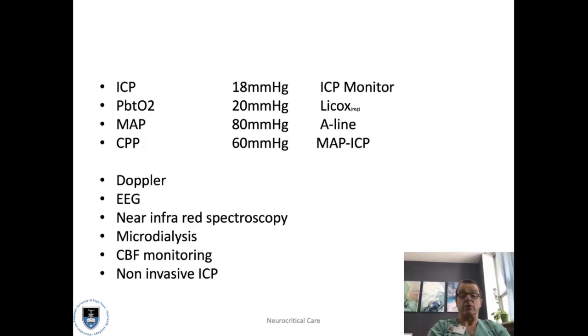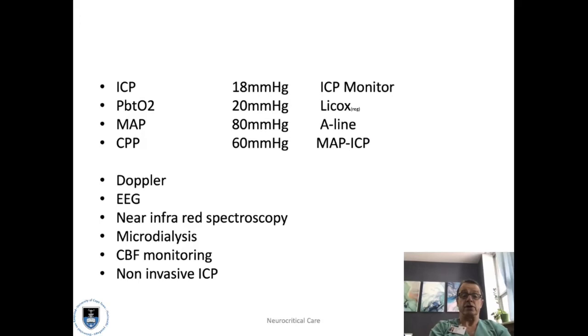Also, one needs to remember when you put a Licox monitor in, it takes a couple of hours to calibrate, so initially it might be low and then it will pick up. If it's put in the penumbra of a contusion, it might read low for a couple of days, and then as the penumbra recovers, it comes to normal.